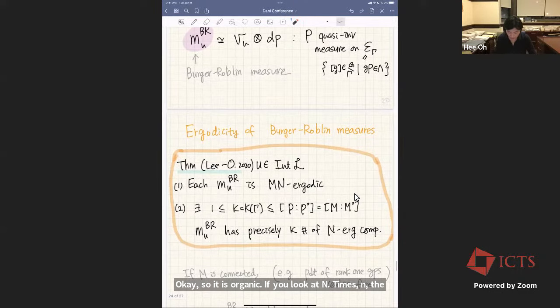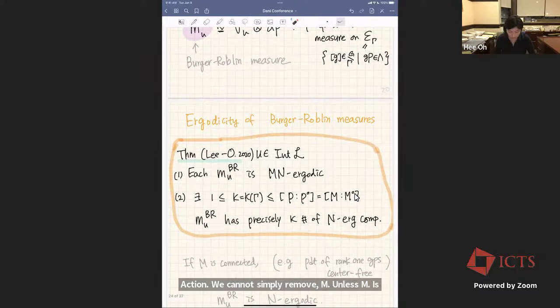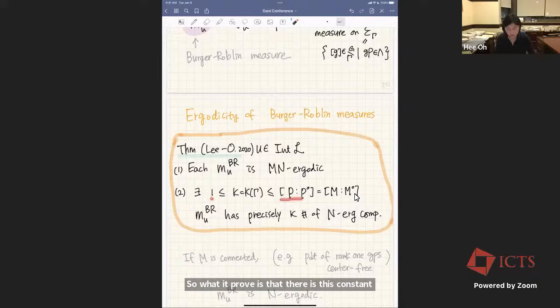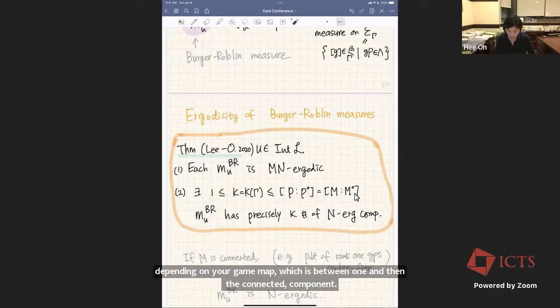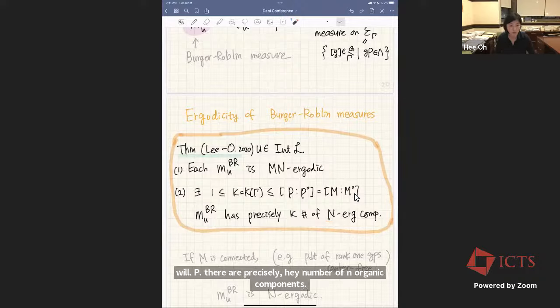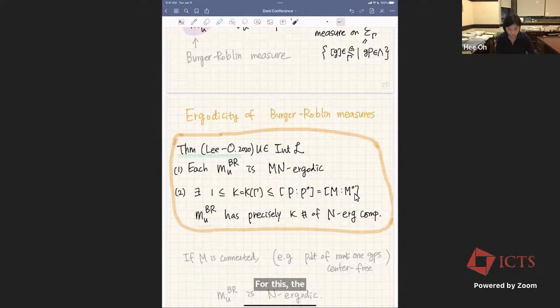But in general, if M is not connected, which is the same as P not being connected, then this measure may not be ergodic for the N action. We cannot simply remove M unless M is connected. But nevertheless, we understand precisely the ergodic decomposition of this measure. There is a constant K depending only on gamma, between 1 and the number of connected components of P. There are precisely K many N-ergodic components for these Burger-Roblin measures, independent of U. So we have a complete understanding of the N-ergodic components.